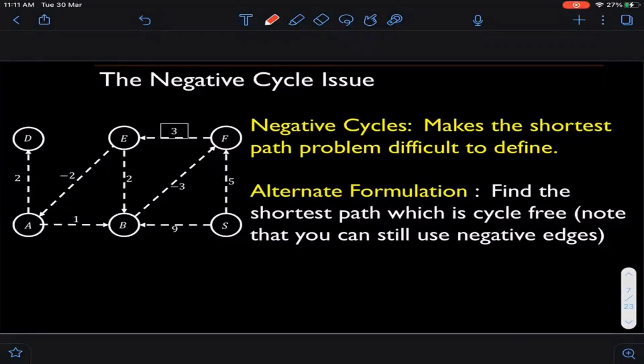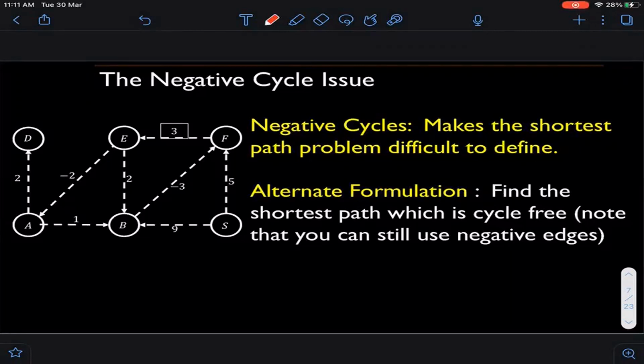Now, of course, if all the lengths are positive, then these two are effectively the same question. Why? If all the edge lengths are positive, then this alternate formulation and our original problem are exactly the same. Exactly, because if all the edge lengths are positive, it does not make sense to use a cycle in your solution. If there is a path that uses a cycle, you might as well remove the cycle and use the rest of the path. But if the lengths can be negative, then this is not true.